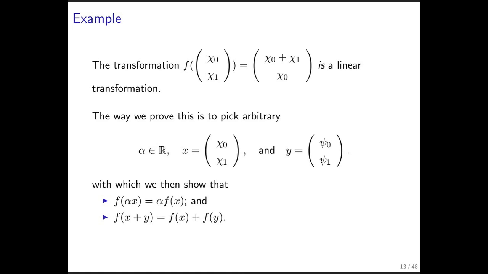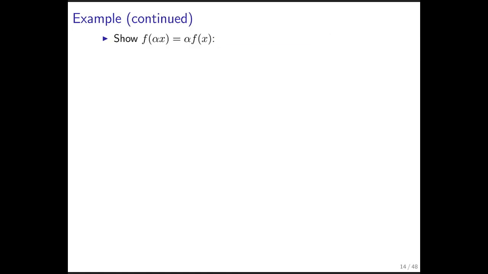Well, you probably can't just stare at this function and say, oh, of course. So what we need to do is prove it. How do we prove that? Well, first we have to show that f of alpha x is equal to alpha times f of x. How do you do that? You start with f of alpha times x.